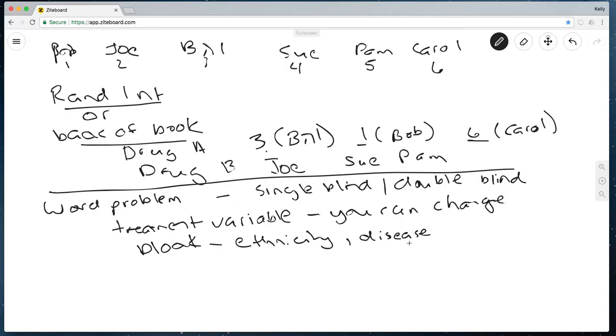So one of the problems on the test is I will give you a word problem and I will ask you, is what I'm describing a treatment variable or a block? And what you basically have to remember is if I can change it, it is a treatment variable. If I cannot change it, it is a block.